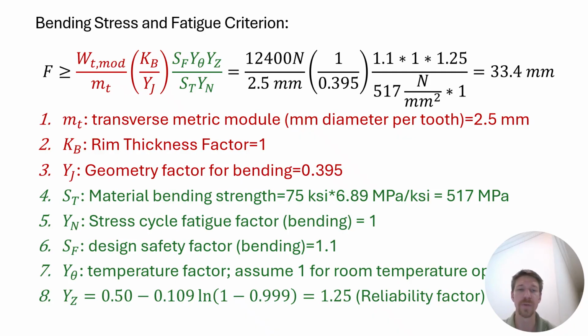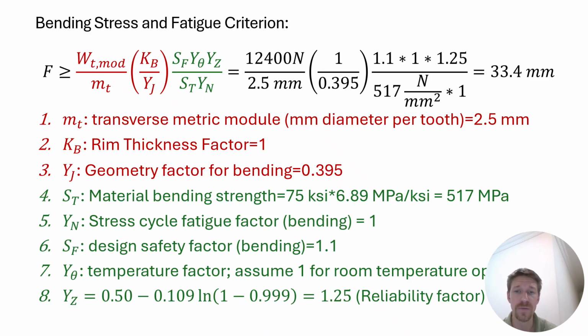Now we know everything. We can plug those in. We have to make sure the units are going to work out though. So you see number 4 down here, we took the 75 KSI, multiplied it by the conversion factor, 6.89 megapascals per KSI to get 517 megapascals. Another thing we did is we had to convert the 12.4 kilonewtons to newtons so that it would cancel with the newtons in the denominator of the equation.